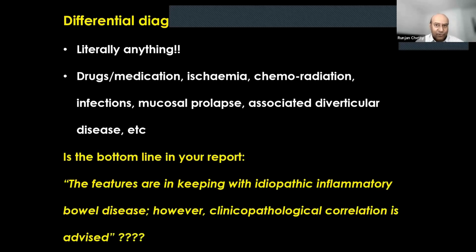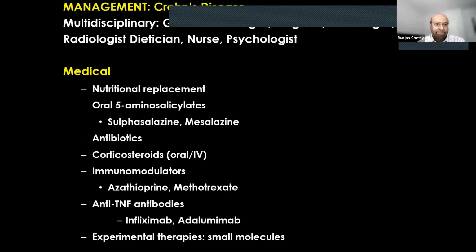If you get a strong history and you've looked at the previous biopsies and read the report and you know that the patient is known IBD, then generally I don't put "clinical pathological correlation is advised" for the reason I mentioned. It kind of annoys them.